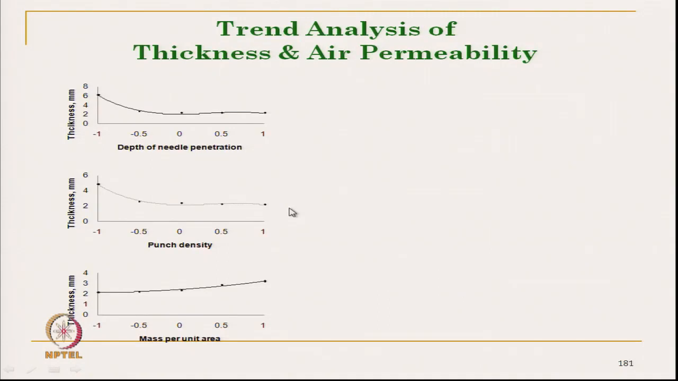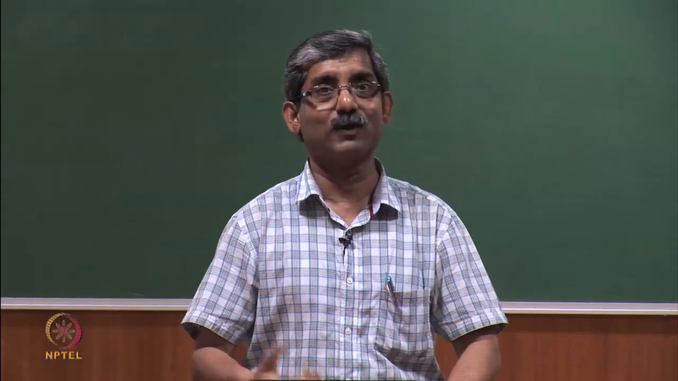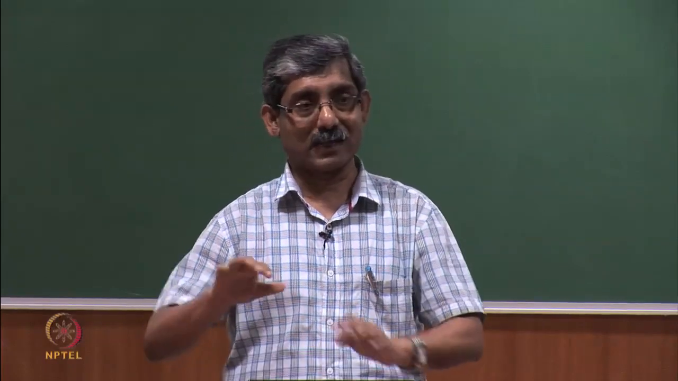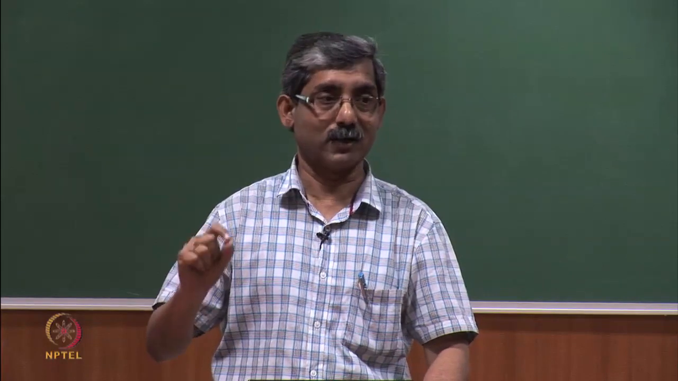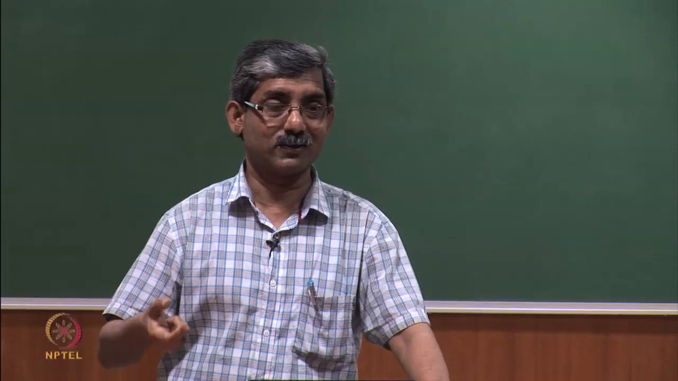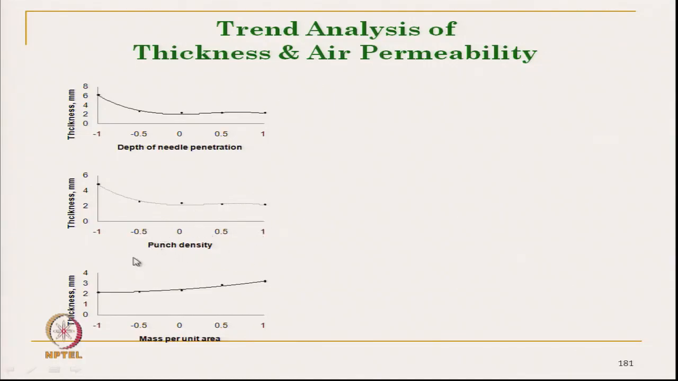Now, let us see the impact of each individual component on each individual parameter. If we increase the depth of penetration, the fabric gets compacted. More and more entanglement between the fibers will take place, and so the thickness of the fabric will reduce, but after a certain time it will reach its saturation point. Beyond that, the thickness will not reduce, it will get stabilized. Even after that, if we keep on increasing the depth of penetration and punch density, fiber damage will start instead of consolidation.